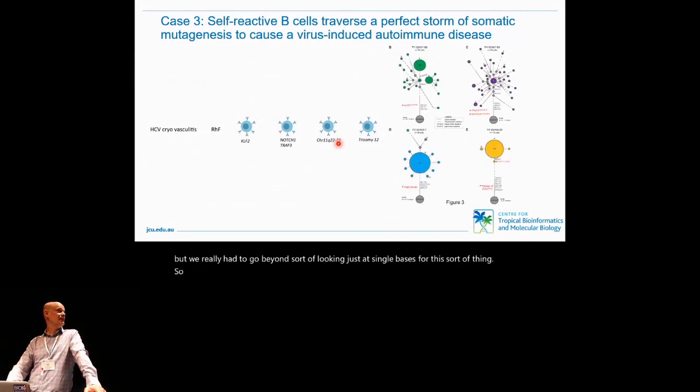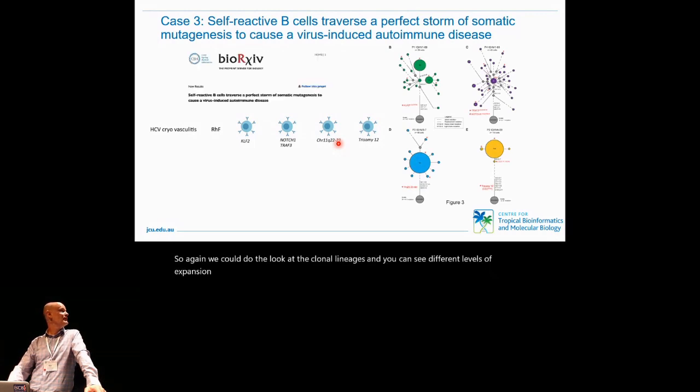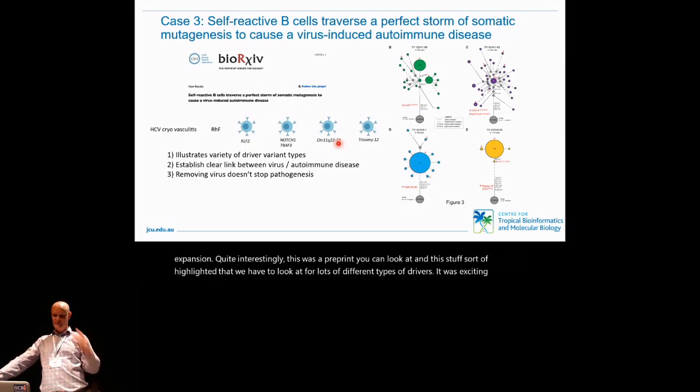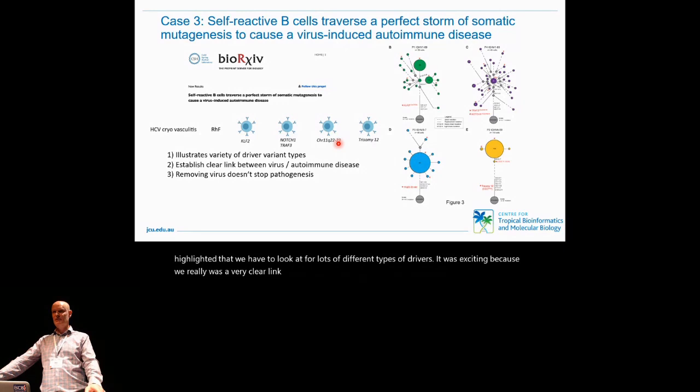So again, we could look at the clonal lineages, and you can see different levels of expansion, quite interestingly. This was a preprint you can look at, and this highlighted to us that we have to look out for lots of different types of drivers. It was exciting because there was a very clear link between the virus and autoimmune disease, which was exciting to see.